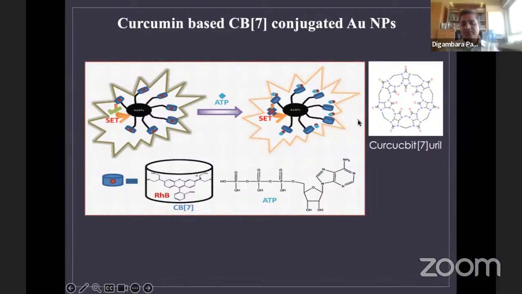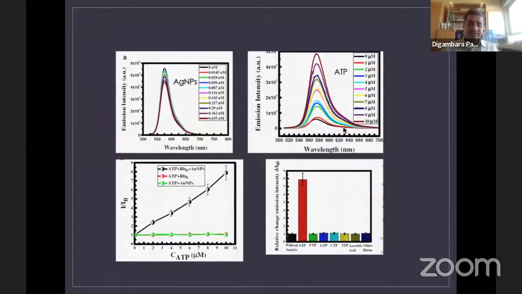Then we change for different triphosphates like ATP, CTP, and GTP. What is interesting is that we can selectively recover the fluorescence in the presence of ATP. That means we can develop a sensor that can sense only ATP, not CTP, GTP, or UTP. Normally, these are the common interferences, and people use DNA-based aptamers, which are very expensive, to selectively determine ATP.